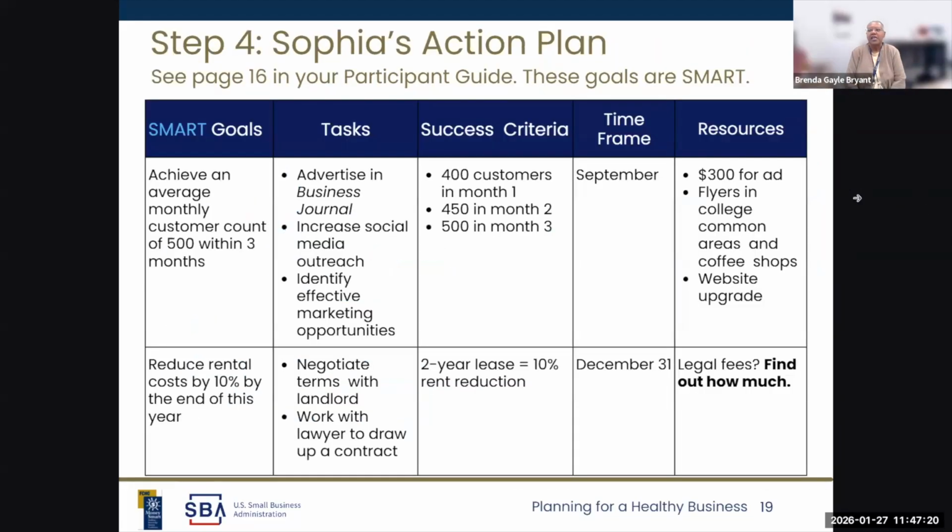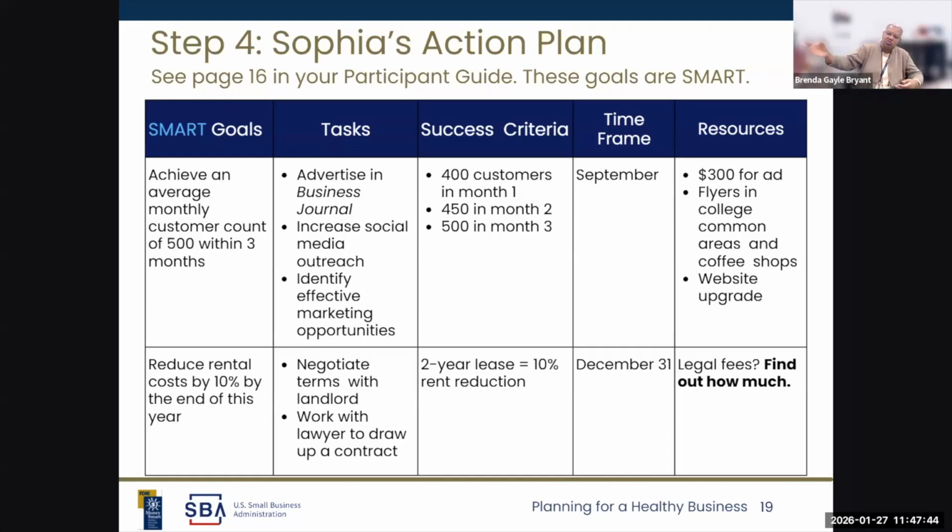So Sophia has come up with an action plan. Okay, so she's looking at her goals. She's looking at what she needs to do, which are her tasks. She's looking at her success, what she thinks will make her goals come into being. Okay, she's looking at her time frame and she's looking at the resources that she has.